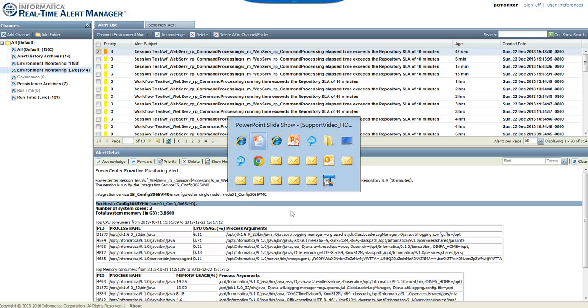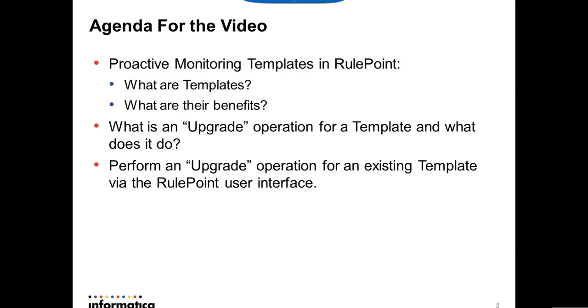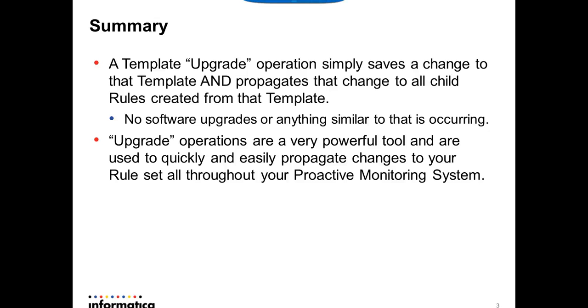So that pretty much takes us back to our presentation. And now for the summary, you can see that a template upgrade operation simply just saves a change to the template and propagates that change to all child rules created from that template. No software upgrades or anything similar to that is occurring. You're not upgrading RulePoint. You're not changing anything about the software that's running proactive monitoring. You're just basically making a change to a template and propagating all of those changes to its child rules.